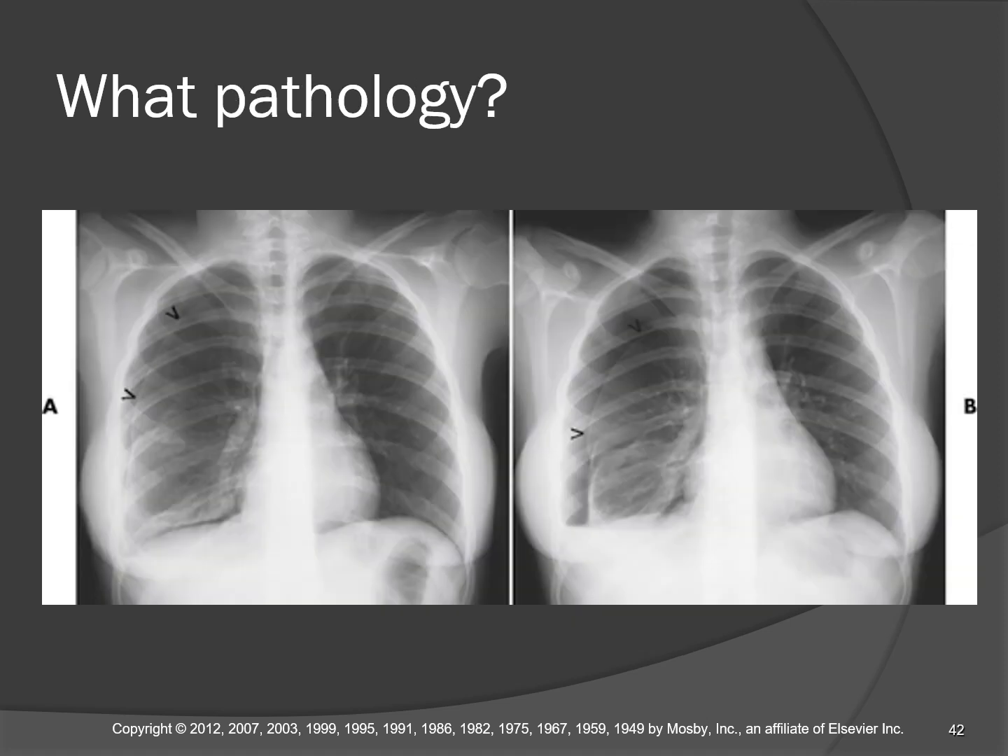What pathology do we see here indicated by the black arrows? This is a collapsing lung for reason of pneumothorax. So there's a cause and effect relationship here. The pathology is atelectasis or collapsing lung. The root cause is another pathology called pneumothorax.